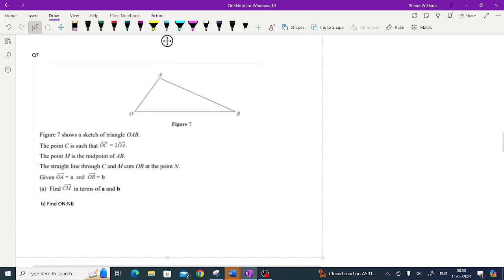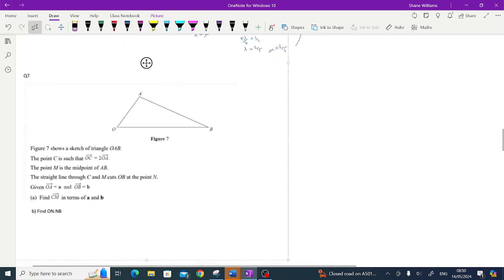So we're trying to find the ratio ON to MB. We've got to add the point N in. So, oh yeah, here we go. C is a point up here, because it's double O to A. Then M is a point in the middle here. And if we draw a line through C and M, we end up at N. So we're trying to work out where N is.